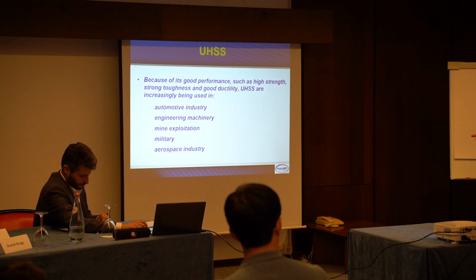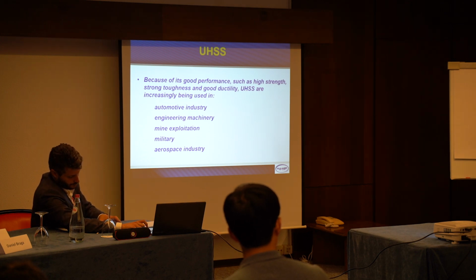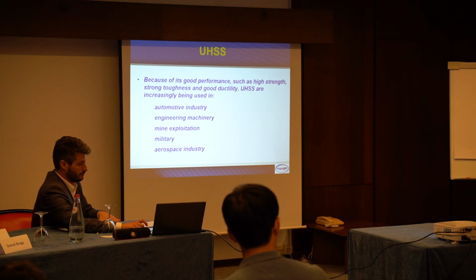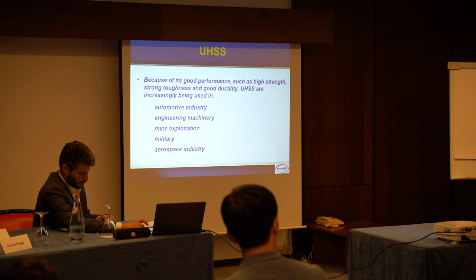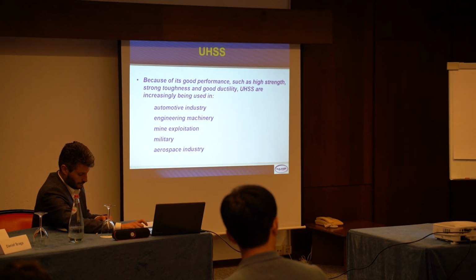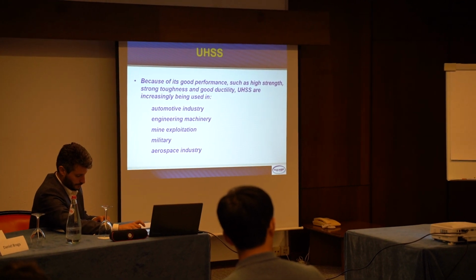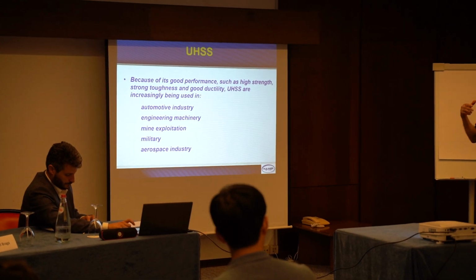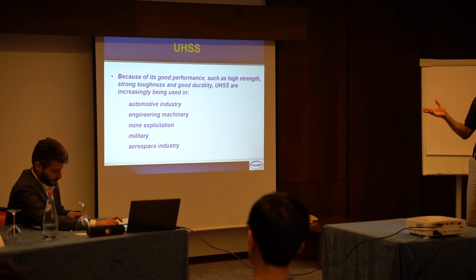Although we can use aluminum, even titanium, because of the very good performance, such as high strength, strong toughness, and good ductility, the ultra-high strength steels are increasingly being used in the automotive industry, like TRIP steels. I think there are many papers about the TRIP steels here in this conference. Engineering machinery, mine exploitation, even the military and the aerospace industry.